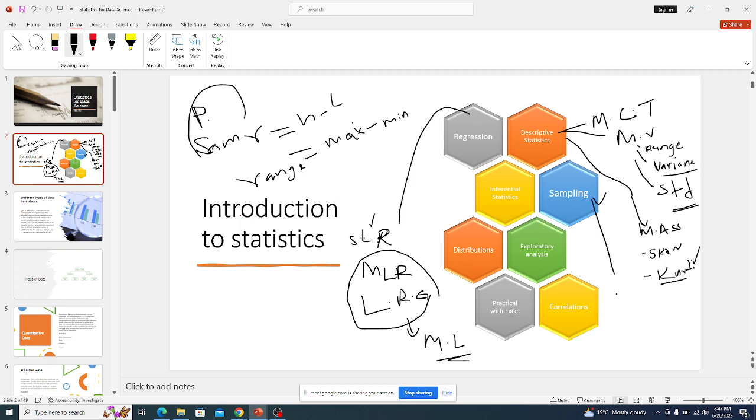Then under sampling, we shall discuss all the sampling methods, four of them. We have the simple random sampling method. We'll also discuss cluster sampling. We also have the stratified sampling method, and we have another one; when I remember it, I will let you know. But we are going to discuss the four major sampling methods. In fact, this will be our second topic.